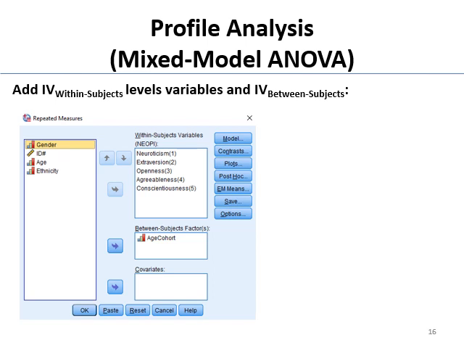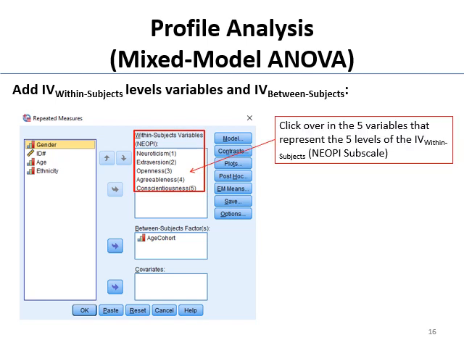So note what's going on here. In this upper box, you've got within subjects variables, and the next one down, you've got between subjects factors, and then you've got covariates, which there are none in this study. Here, I've clicked over the 5 variables that represent the 5 levels of the within subjects independent variable, that is the 5 levels of the NEO-PI.